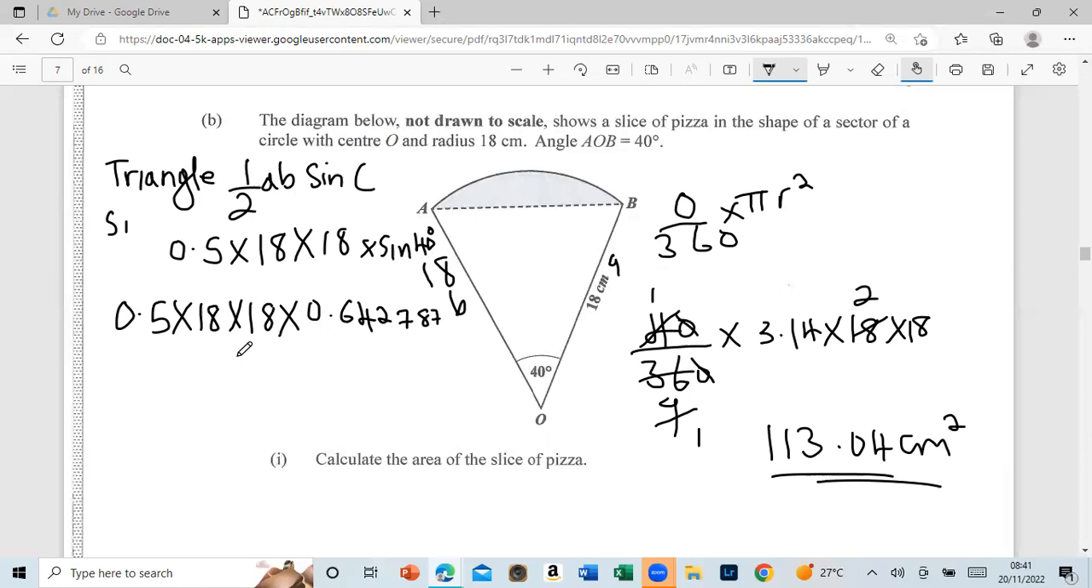I just convert a half to 0.5 to make it much easier. So this works out to 104.13. Guys, please ensure you work it out for yourself. So this is the portion of the triangle, right? So it's 104.13 centimeters square. And remember, all of it is 113.